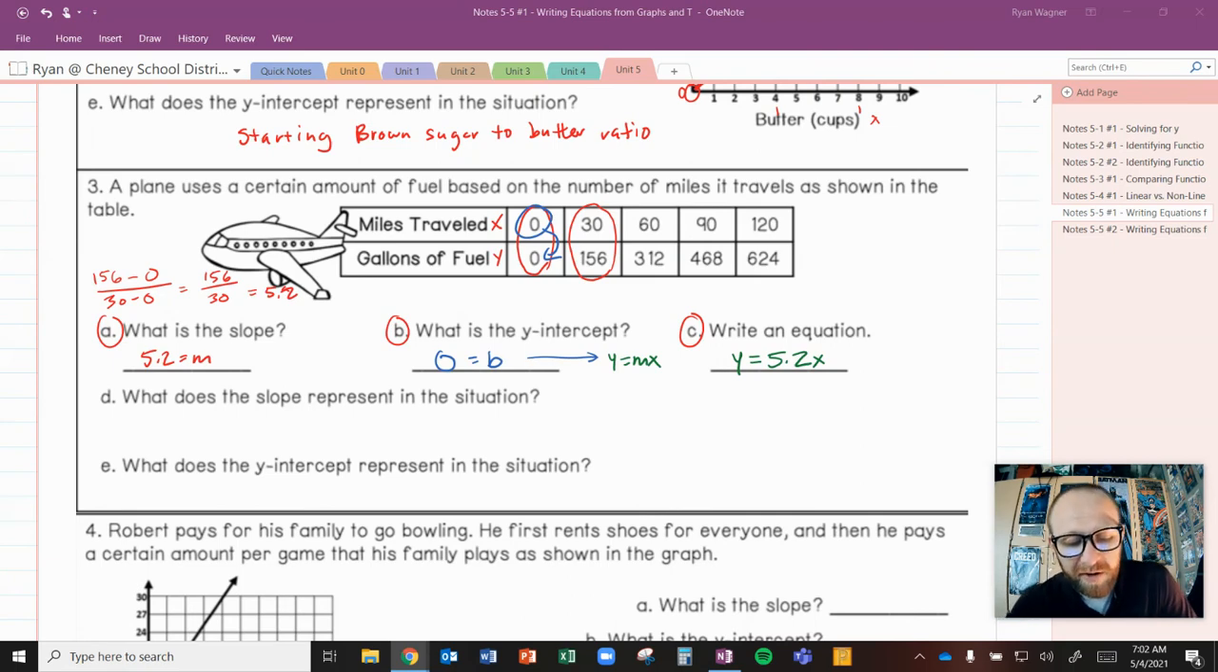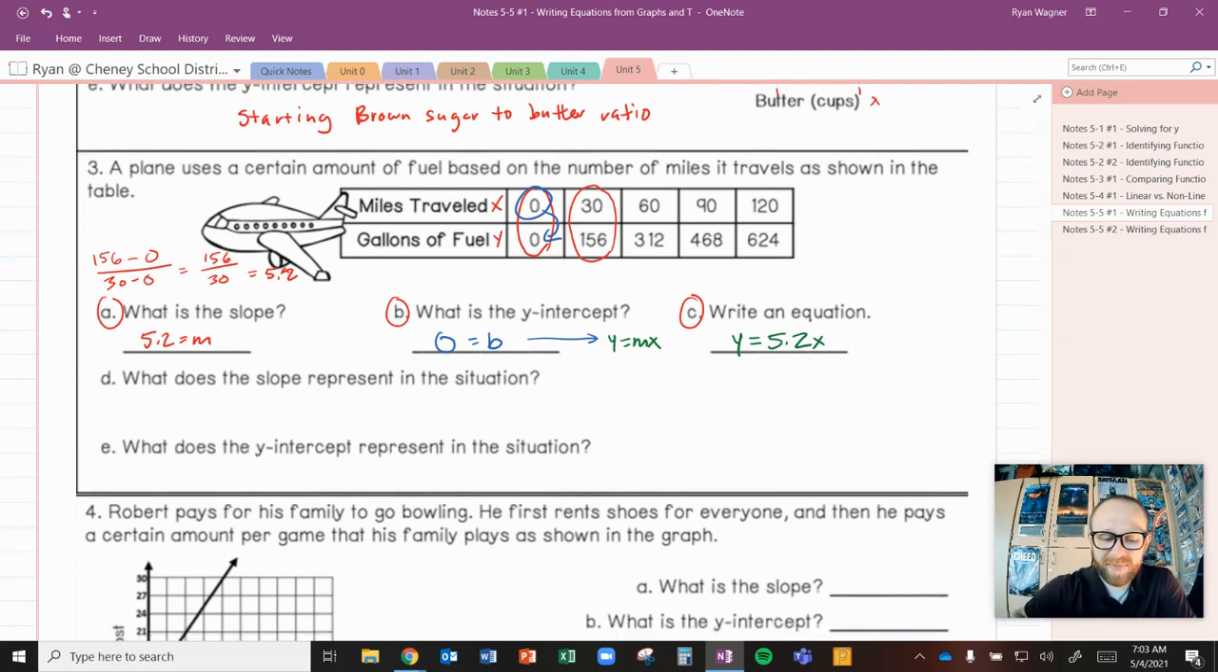Okay, so if we find our slope, we pick 2 points. Gallons of fuel is y, so that goes on the top. Miles goes on the bottom. We get 156 over 30. Because those are such large numbers, if you take a calculator, you can divide the top by the bottom. You get 5.2, which is our m. For y-intercept, we find where x is 0, which is right here. We look at the y value that goes with it, which is 0. And remember, if the y value is 0, our equation is proportional, y equals mx. So our final equation is y equals 5.2x.